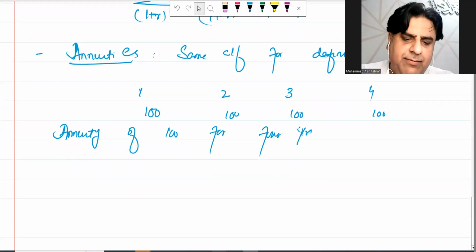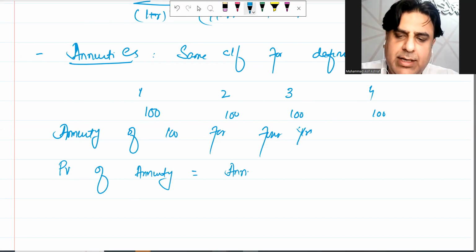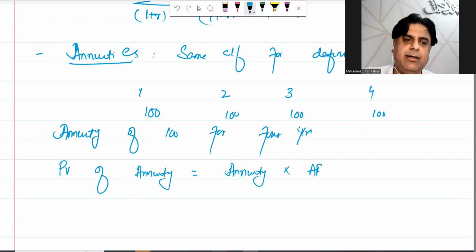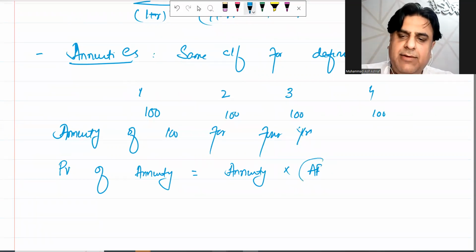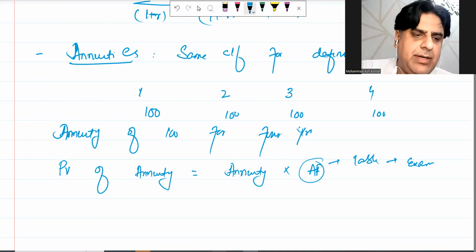So now how will you find out the present value of an annuity? Very simple. Just take the annuity and multiply it with the annuity factor. Now, the annuity factor table is given to you in the exam. That will be available to you in the exam. You don't need to worry about the formula of the annuity. It will be given to you in your exam.